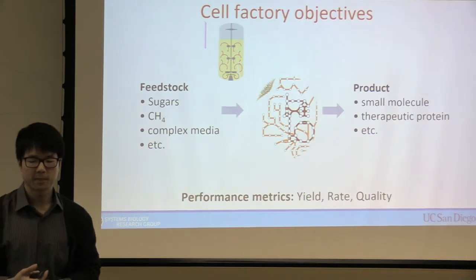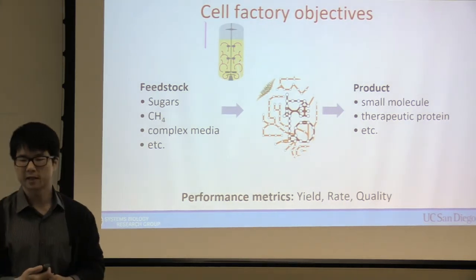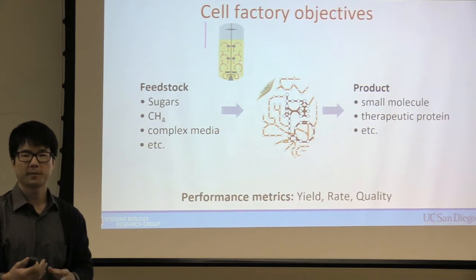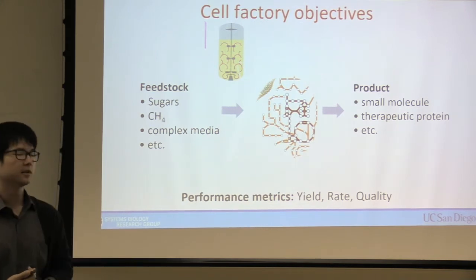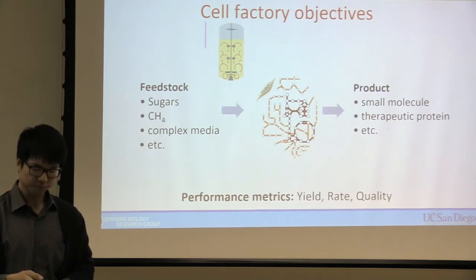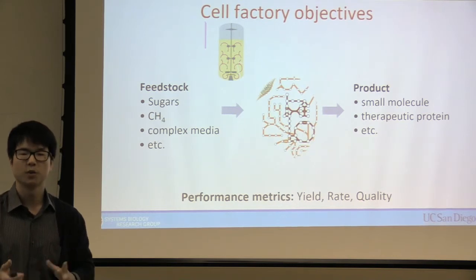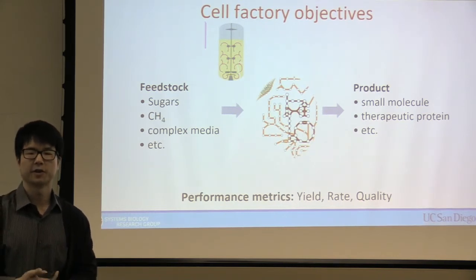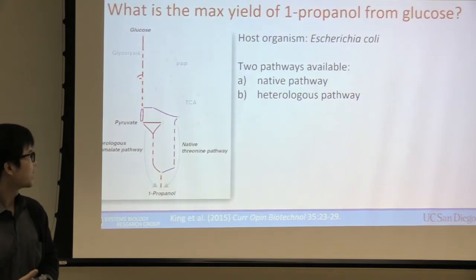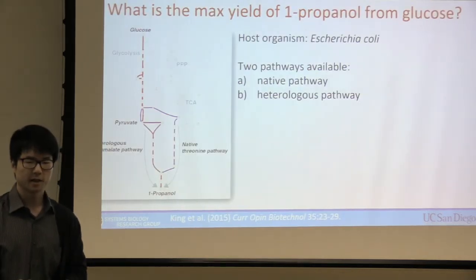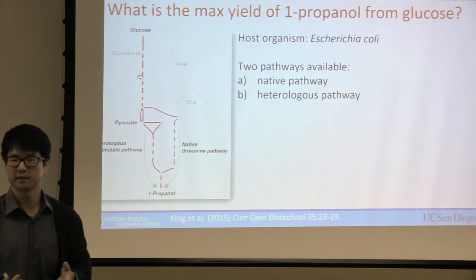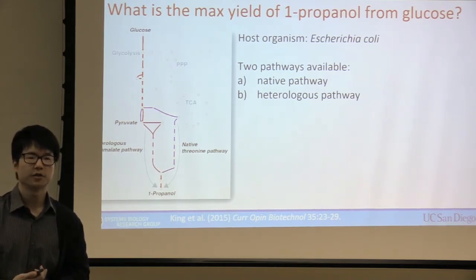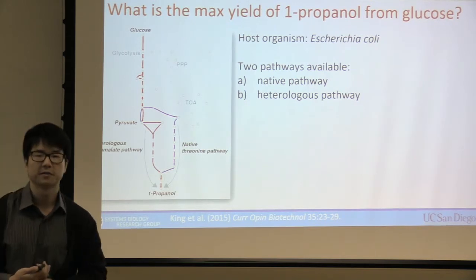And so the bioprocess objectives of yield, titer, and rate really depend on the cell factory objectives of yield, rate, and of course the quality of the product. And so we can address the problem of bioprocess objectives with the cell factory objectives, and try to design a cell factory, an engineered microbial strain or a mammalian cell line. We can try to address each of these objectives one by one.